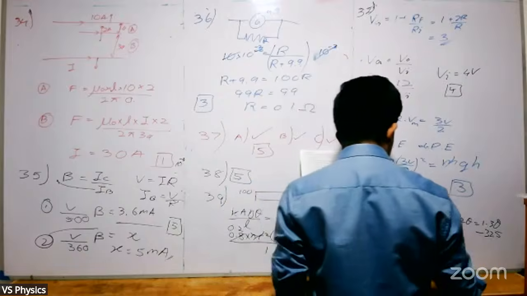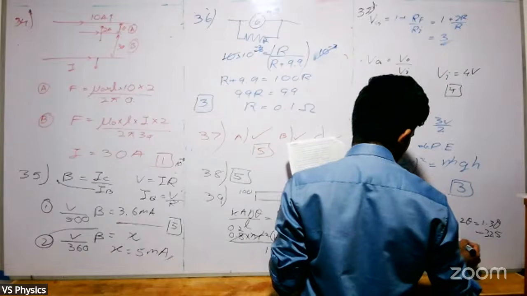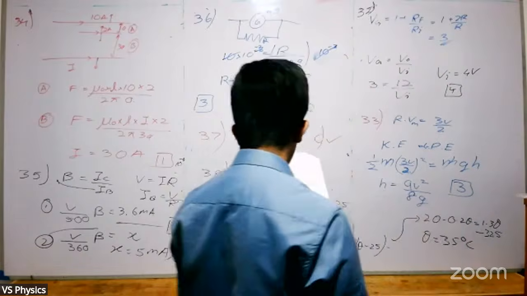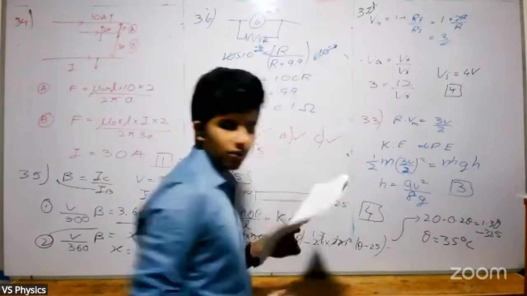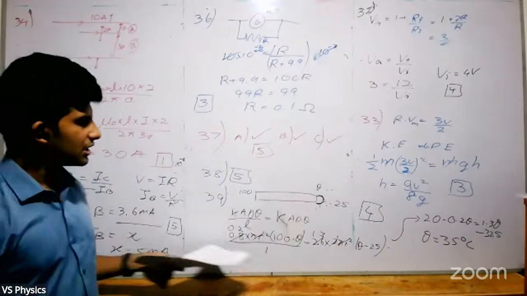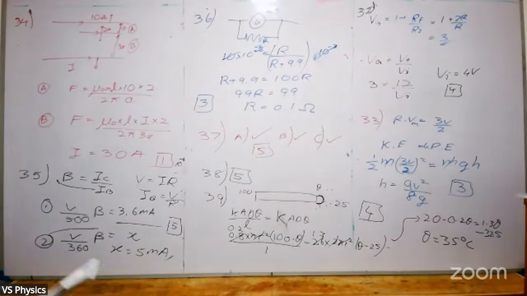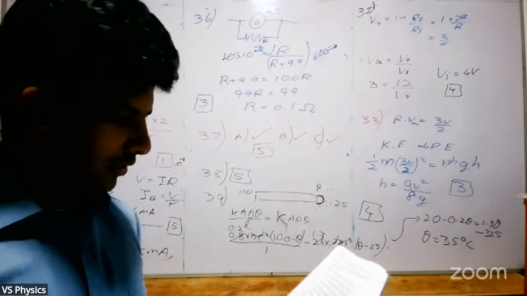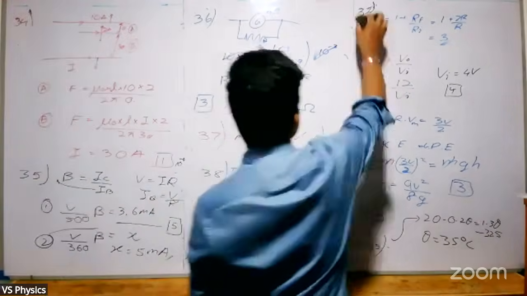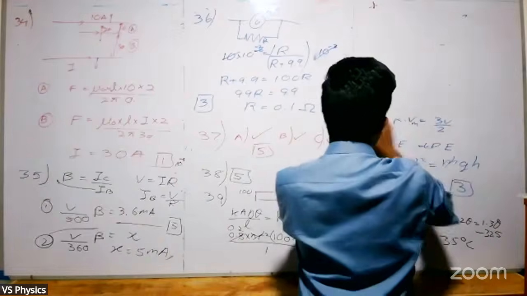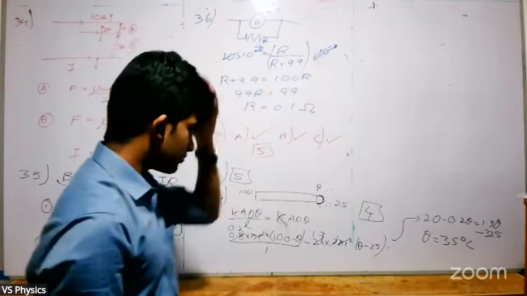Finally, apparently we get the final answer as 35. So our answer is the fourth answer. Okay? So that is 39. Now let's go to the 40th question. Fortieth question.